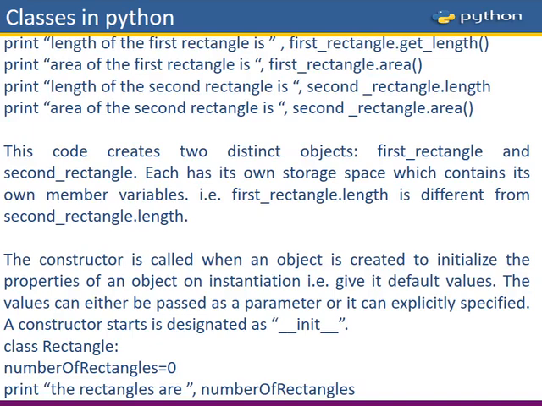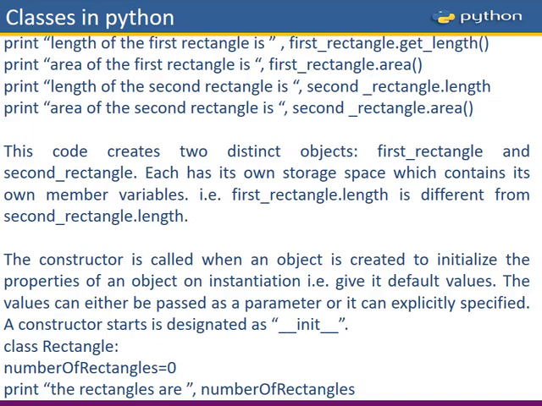Now we have the constructor. All objects, in Python or PHP, have a special built-in method which is automatically included in any object created, even if it's not visible. We call it a constructor. The constructor is called when an object is created, to initialize the properties of an object on instantiation, that is, to give it default values. The values can either be passed as a parameter or explicitly specified.